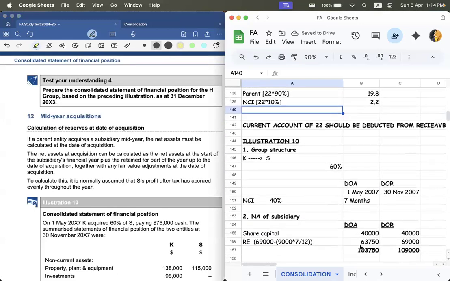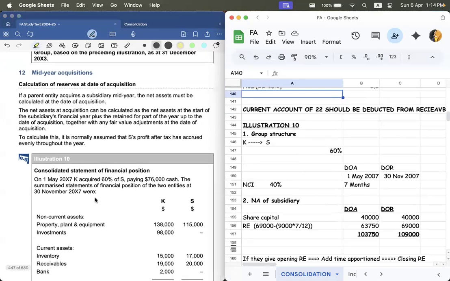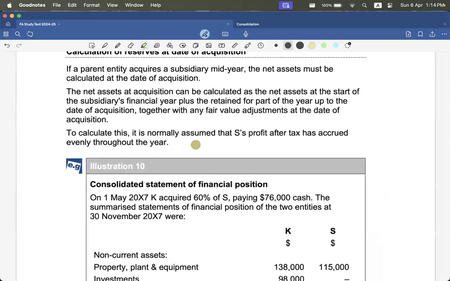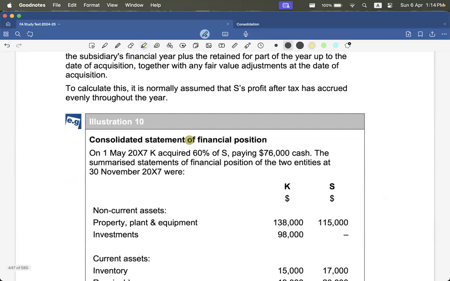Now we are going to move on to mid-year acquisition. So it's not that difficult. Mid-year acquisition simply means that the acquisition happened not at the start of the year, but in the middle of the year. Clear? So it can be after 3 months or 5 months or 9 months, etc. Understood?